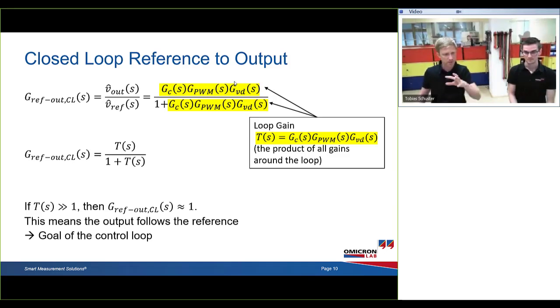So when we look at that closed loop reference to output transfer function, let's analyze what happens if the T is a large number. So we have a large number divided by 1 plus a large number, so that's close to 1. It means that the reference to output transfer function in a closed loop system is close to 1 if the loop gain is high. And that means that the output follows the reference, because the transfer function of 1 just passes through the changes that it receives at the input. And that's actually the goal of the control loop. So we want the output to follow the reference.